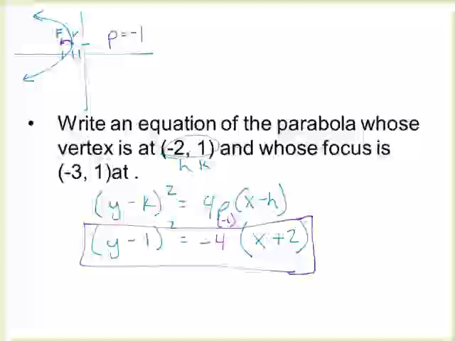Okay. So for a parabola, h and k is not the center because we don't have a center. It's the vertex. P is the distance from the vertex to the focus, and it's directional. Questions?